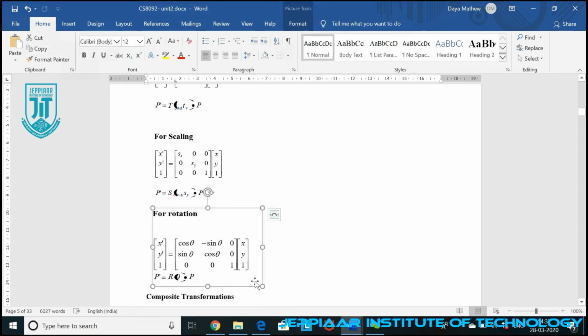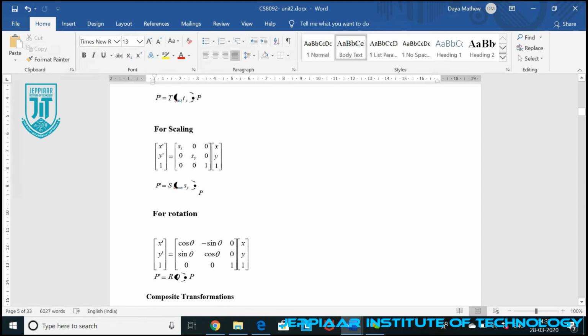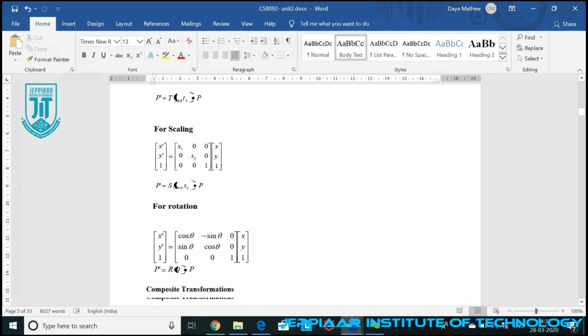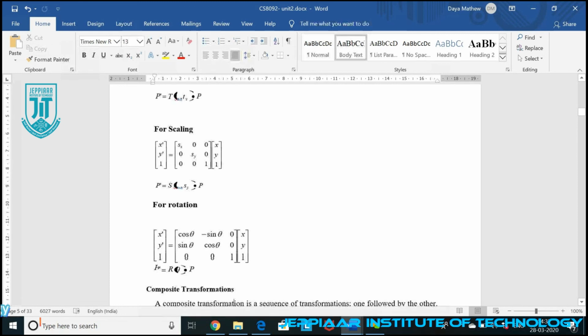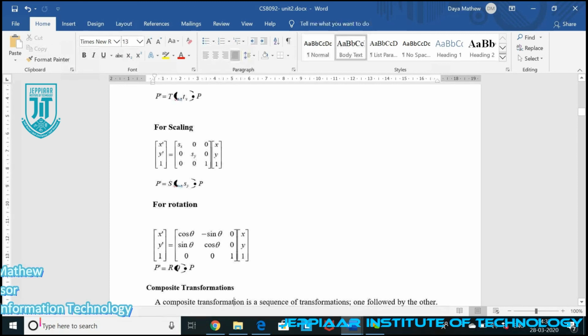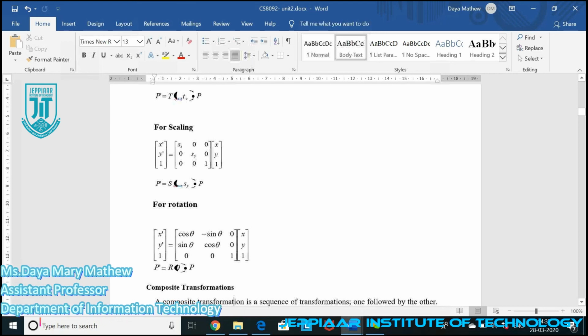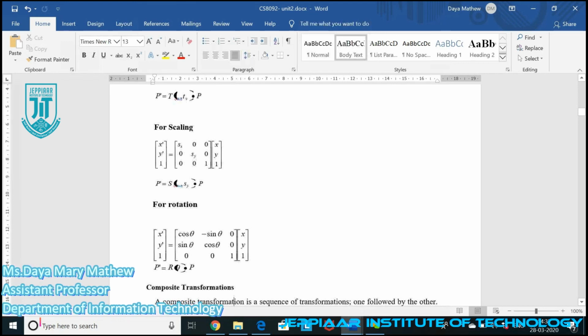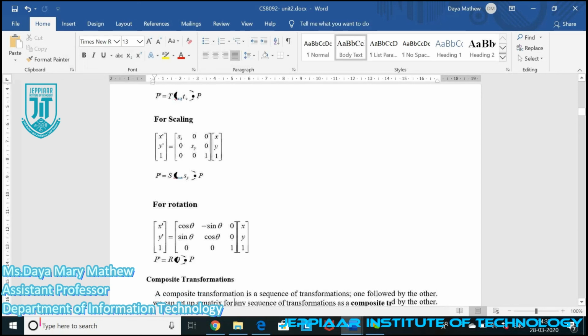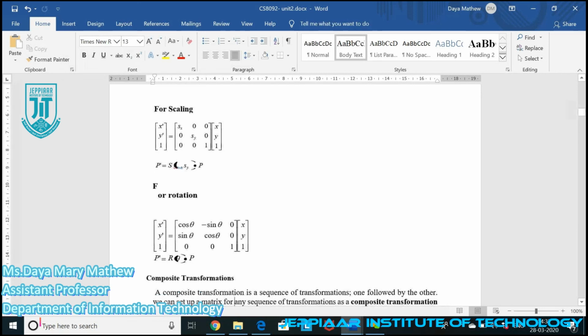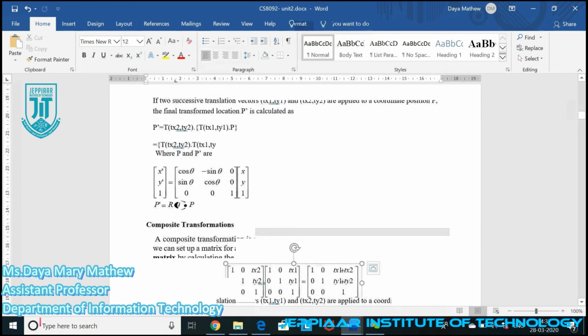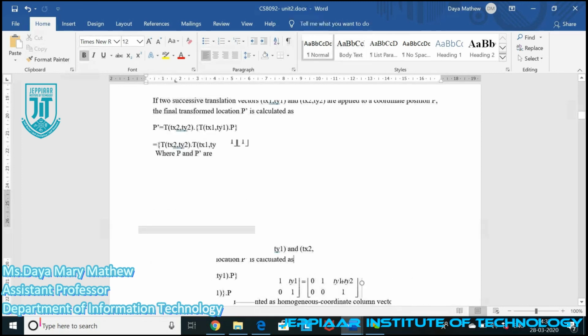Now if you want to see why we need a dummy coordinate, it is when you are performing composite transformations. Suppose you want to perform two translations together. If two successive translations are done together, for example, you want to move an object from point A to B and then from point B to C, you have two translation distances, that is tx1, ty1, and tx2, ty2. These are the two translation vectors that are applied to a coordinate P to move it to a location P dash. So how is it calculated? We will see.